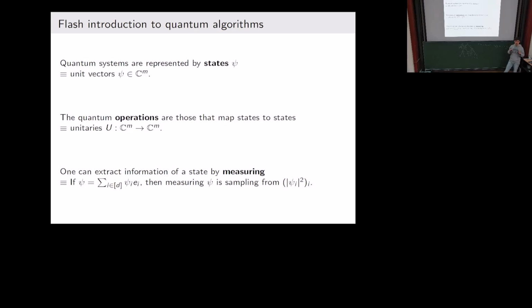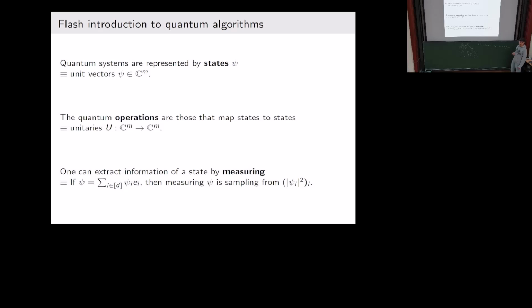Instead, what you can do is measuring. And when you measure, what you are going to do mathematically is the following. You are going to take the state, look at it as a vector that can be written as a linear combination of the elements of some canonical basis, and what you are going to do when you measure is sample from the probability distribution defined by the squares of the coefficients. So this is a probability distribution because it's a unit vector, and what you are going to do is sample a label i according to this probability distribution. So this is a very rough idea of how quantum algorithms work, but I hope that that is enough to understand quantum query algorithms.